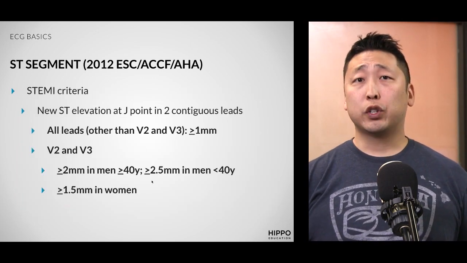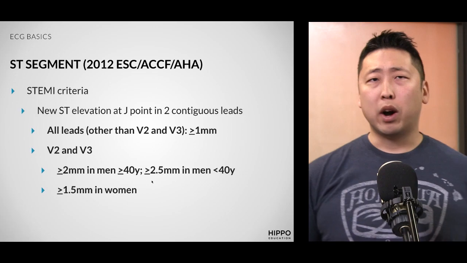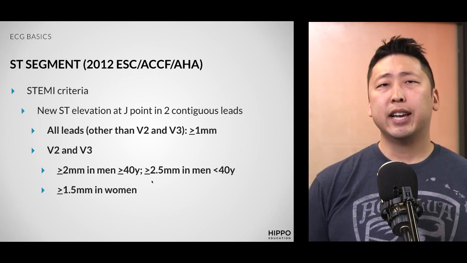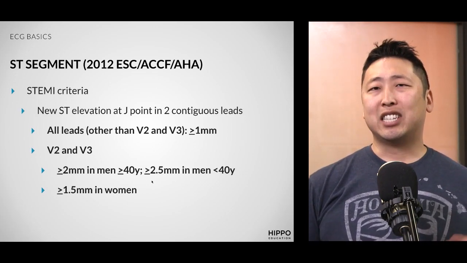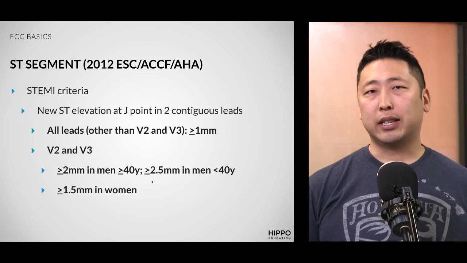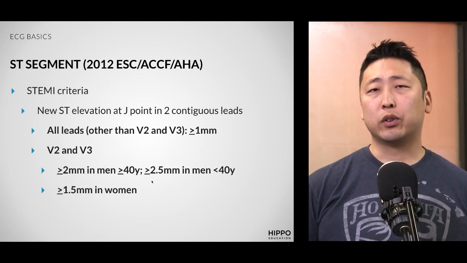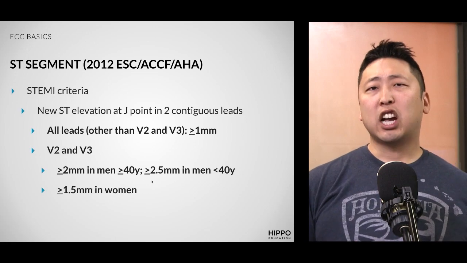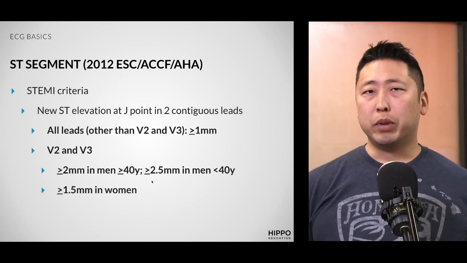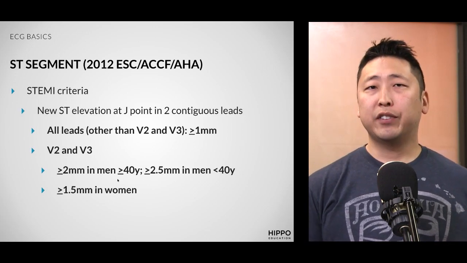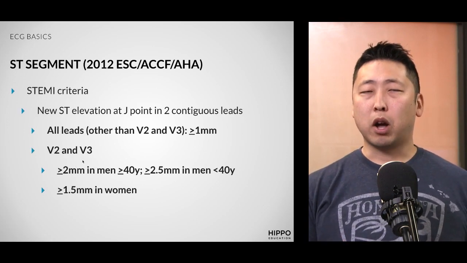Now again, that universal electrocardiographic definition of what is ST elevation: it's new ST elevation at the J point in at least 2 contiguous leads. We'll go over the contiguous leads at the end. However, for all leads other than V2 or V3, it has to be at least 1 millimeter in 2 contiguous leads, but specifically for V2 and V3, it becomes a little bit more complicated.